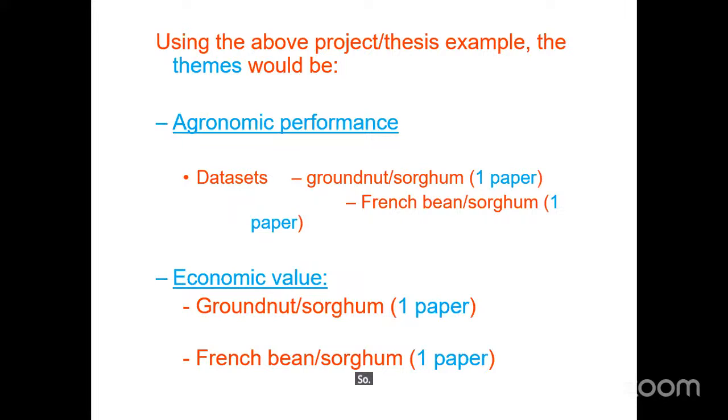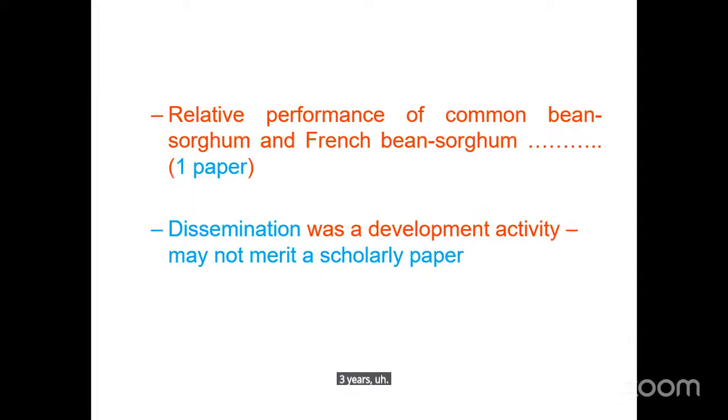So, for agronomy, we would have a paper that combines both. One paper, and then another paper for the sorghum French beans. And then economics, we have one for groundnut sorghum and the other one French beans sorghum. So those are already 4 papers.